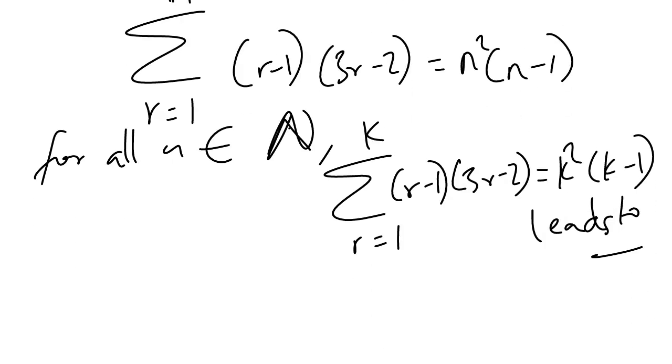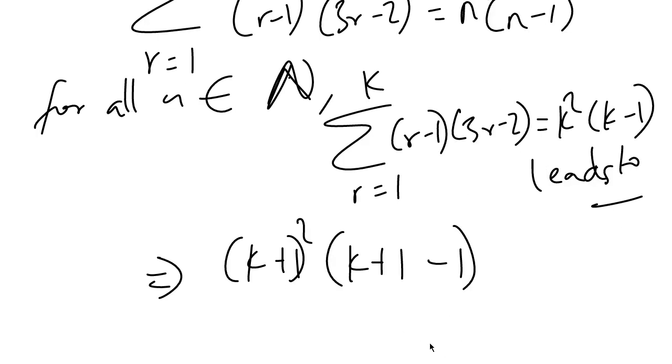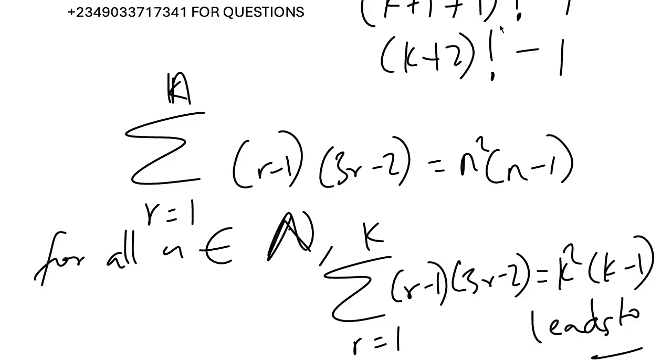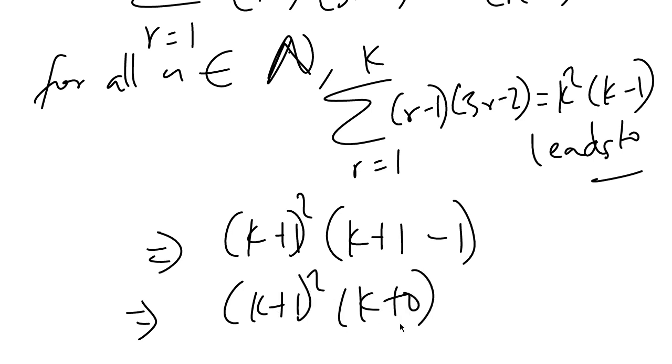So that means anywhere you see n, replace with k plus 1. So that will now be k plus 1 squared into k plus 1 minus 1. Are you following? Because the original expression says n squared into n minus 1. So doing that, you now have k plus 1 all squared into k plus 0, which is k.